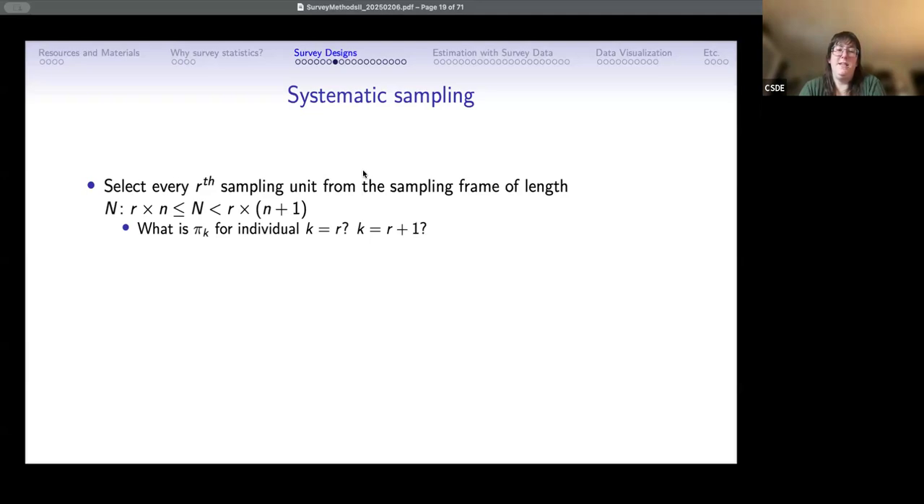Anyone? If every time I take a sample from this list, I always take the 8th person, then what's the chance that the 8th person is in my sample? You can put it in the chat. You don't have to come off mic. Anyone?